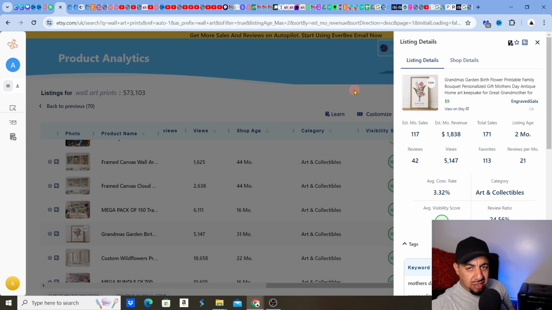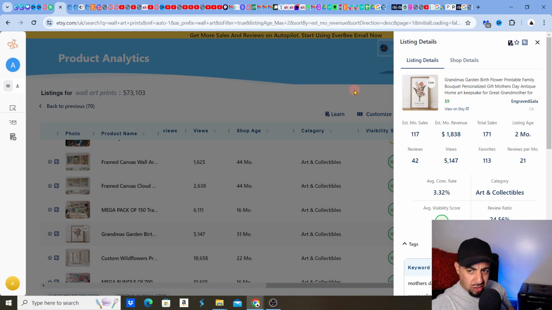Now, to verify and validate if this is an unsaturated niche, we kind of have to go for step 2 now. First of all, we want to make sure it's a recent listing. Yes, 2-month old. Is it making good money? Yes, 1,838. Does it have quite a lot of sales? Yes, it does. Look at the review ratio and look at the average conversion ratio to also validate some of this information.